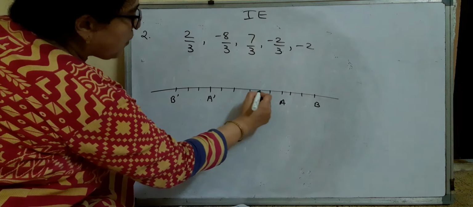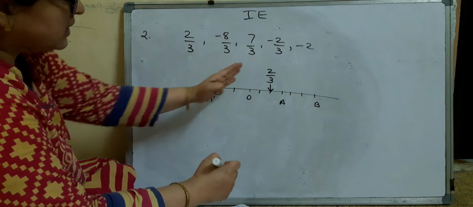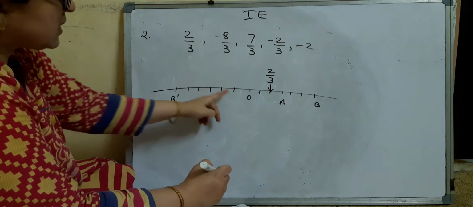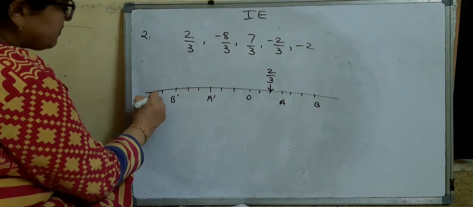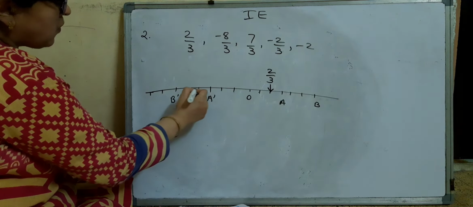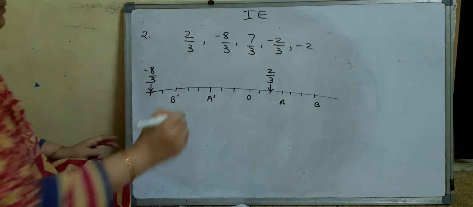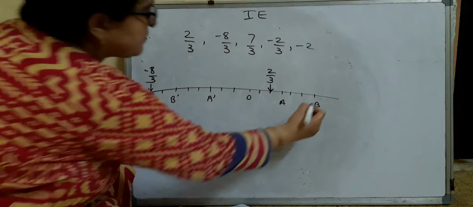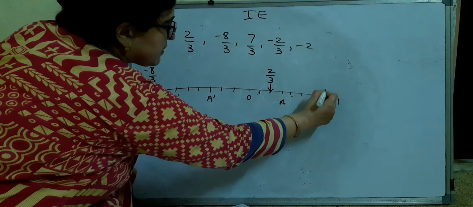On the right side 1, 2. 2 upon 3. Second is minus, and negative is on the left side. Minus 8. 1, 2, 3, 4, 5, 6. We have to write this 2 also. So 1, 2, 3, 4, 5, 6, 7, 8. Minus 8 upon 3. Now 7 upon 3. 1, 2, 3, 4, 5, 6, 7.